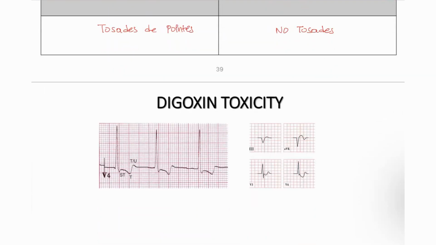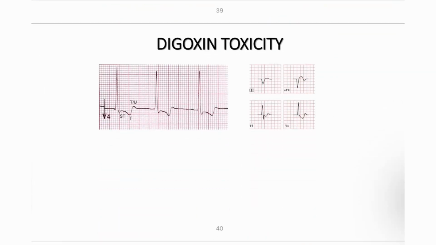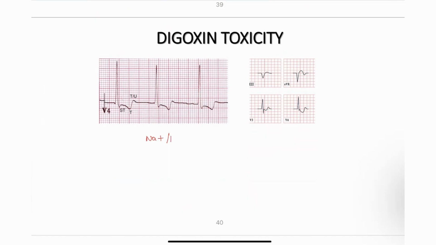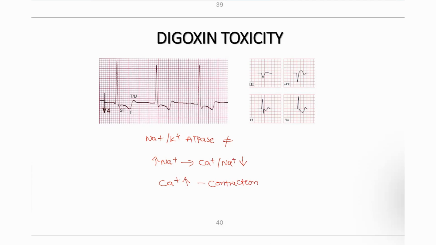Next, digoxin toxicity. What are the findings, and what is the main mechanism of digoxin toxicity? In patients with digoxin toxicity, it is going to block the sodium-potassium ATPase. When it is blocked, there will be increased sodium in the myocyte, which will cause the calcium-sodium exchanger activity to decrease. So over time, calcium is going to build up inside, and the force of contraction will be increased in digoxin toxicity.